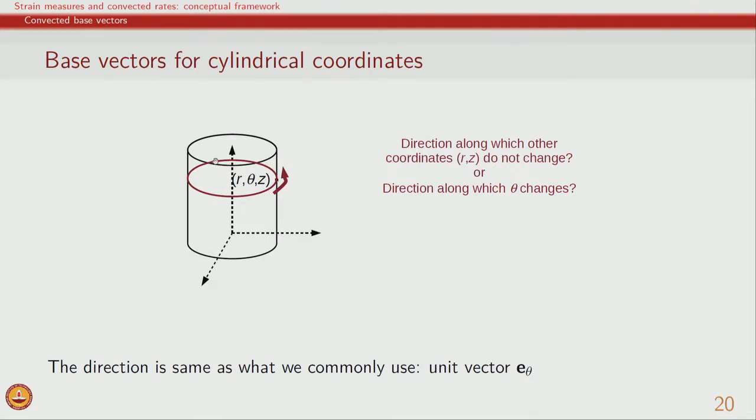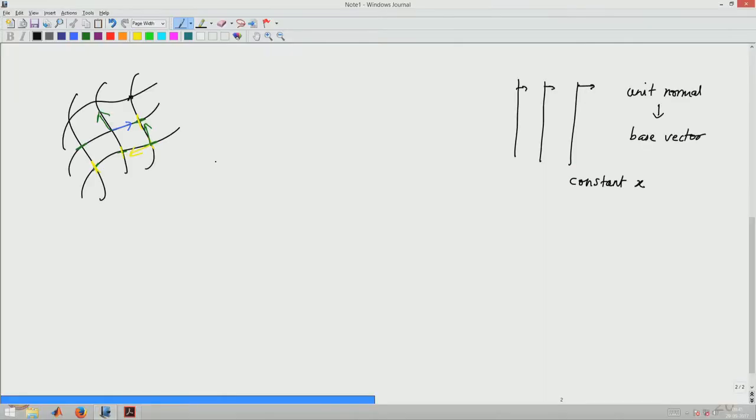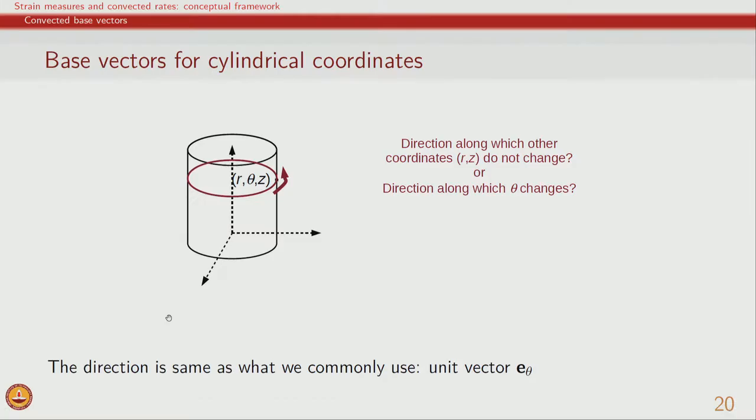And so, at any point E theta is what is used to indicate the direction in the theta coordinate, and so therefore, this is the direction along which theta changes.